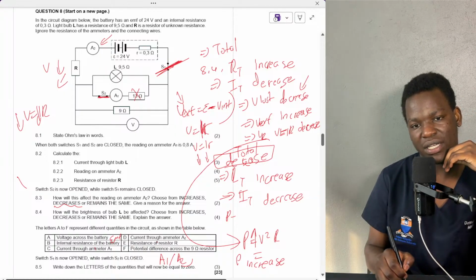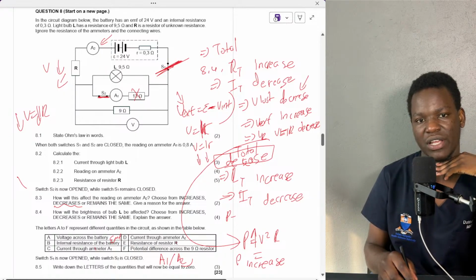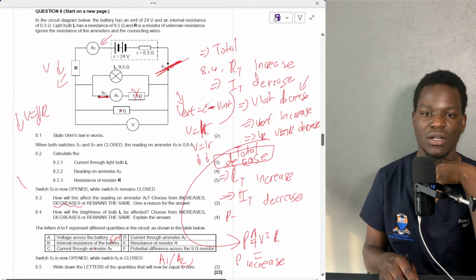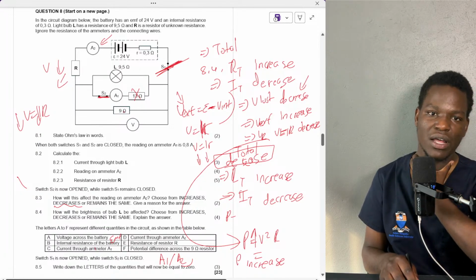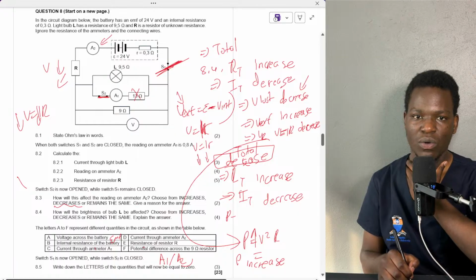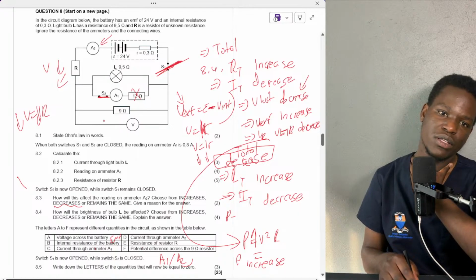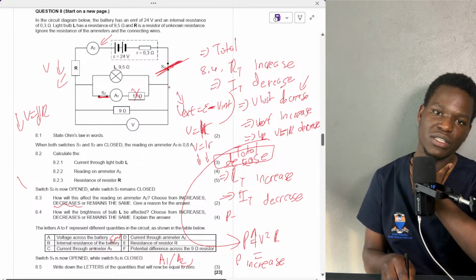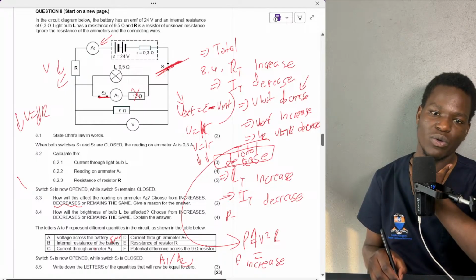so let's check this one, potential difference across the 9 ohm resistance. So, potential difference across the 9 ohm resistance. So this one, okay, so it's just this of the whole circuit. So let's see if this one will work. These two also won't work.